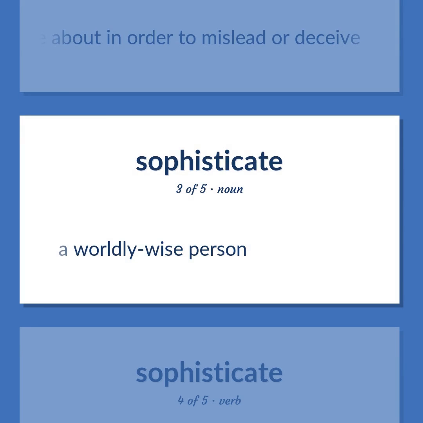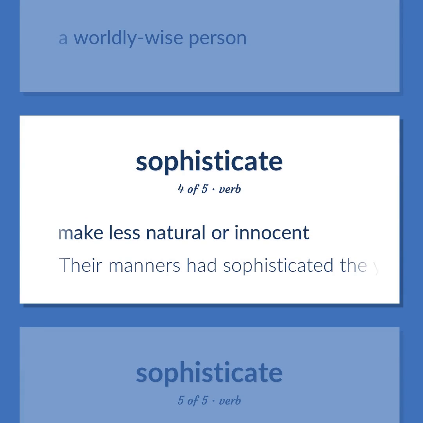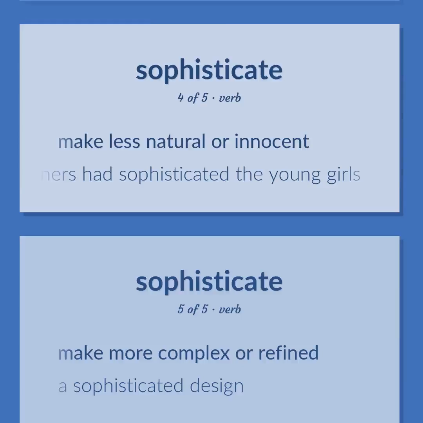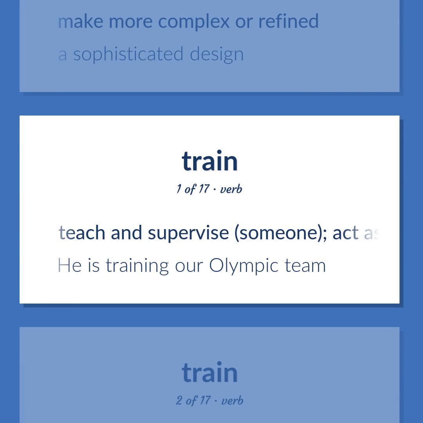A worldly wise person. Make less natural or innocent. Their manners had sophisticated the young girls. Make more complex or refined. A sophisticated design. Teach and supervise someone, act as a trainer or coach, too, as in sports. He is training our Olympic team.